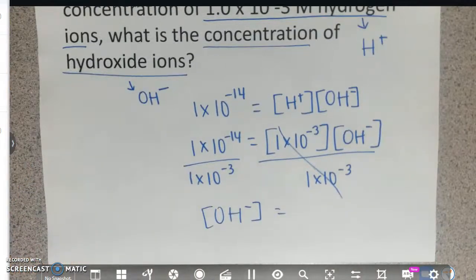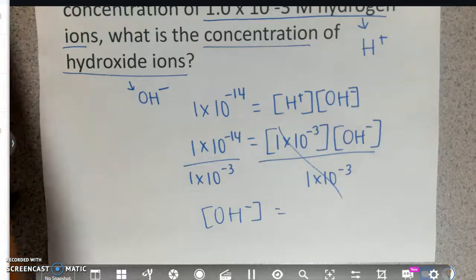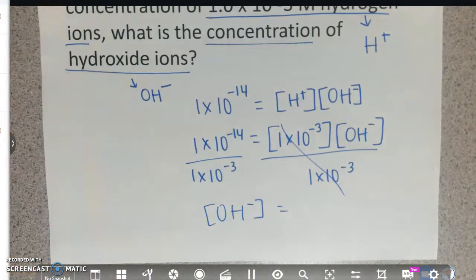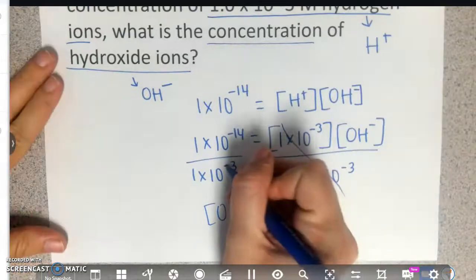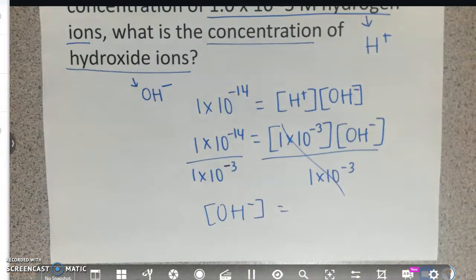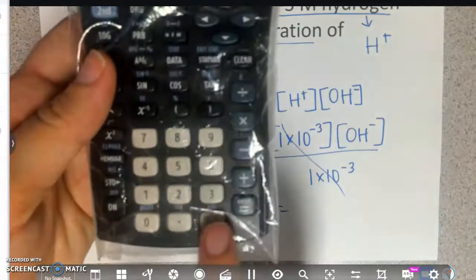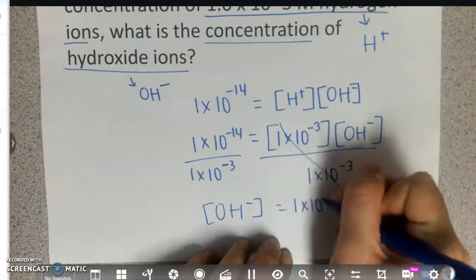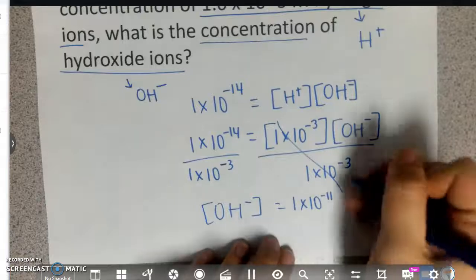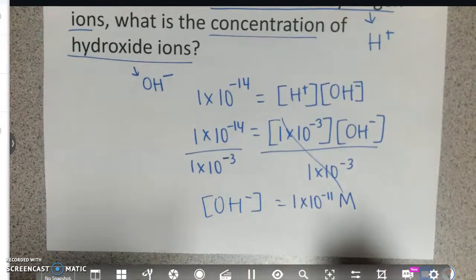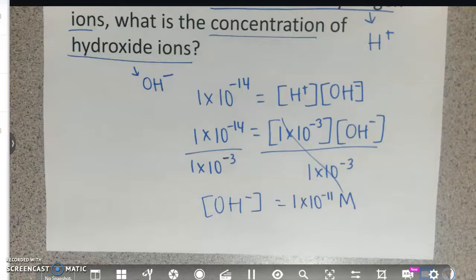Now be careful typing in the calculator because these are both in scientific notation. You need to make sure you're using parentheses around your scientific notation. Another thing, when you type this in the calculator, you have to use the negative symbol here, not the subtraction. The negative symbol is that one at the bottom. And when you do this, you should get 1 times 10 to the negative 11. And the unit for these is molarity, because we're talking about the concentration.